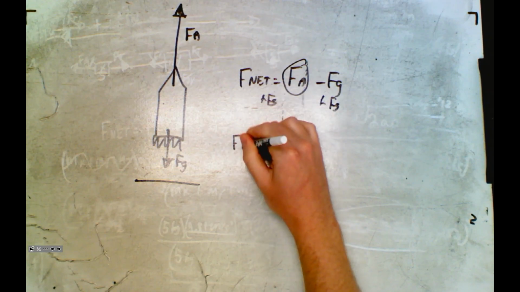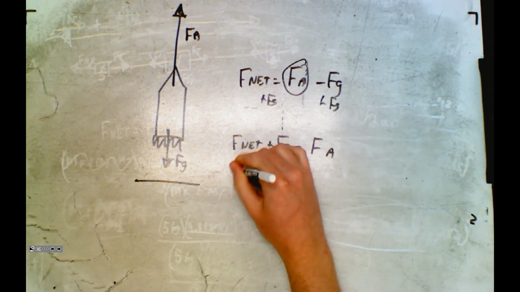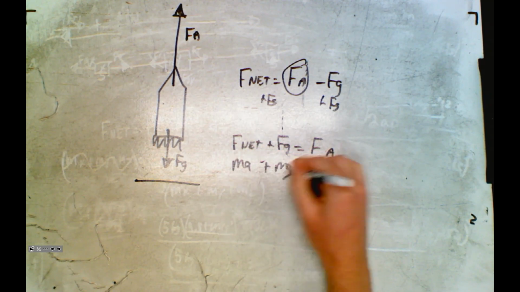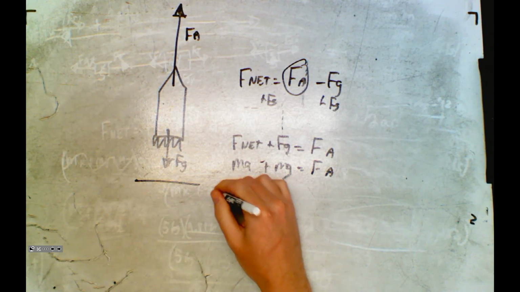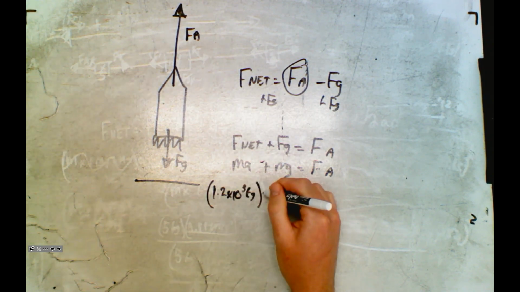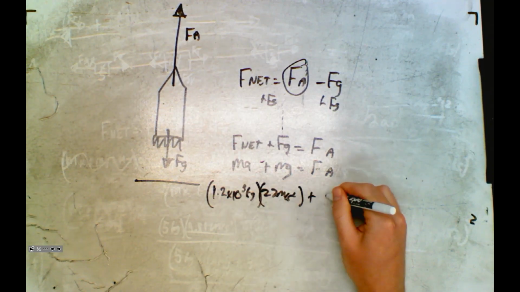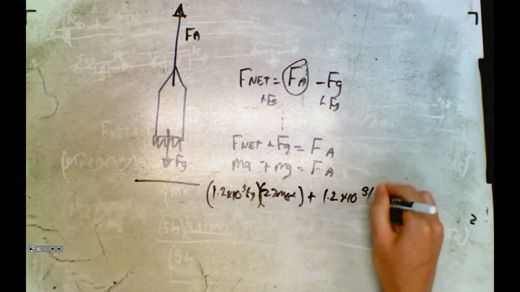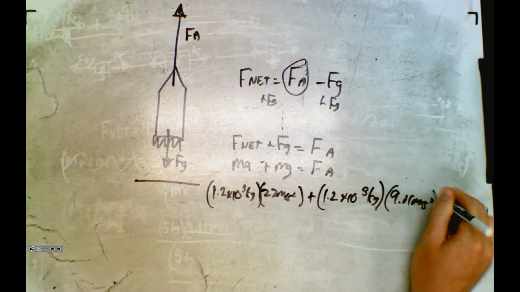So we get F net plus Fg is equal to force applied. This is ma, this is mg, and that equals my force applied. So the mass of the rocket is 1.2 times 10 to the 3 kilograms. It says it's accelerating at 22 meters per second squared. And we add that to 1.2 times 10 to the 3 kilograms times 9.81 meters per second squared.